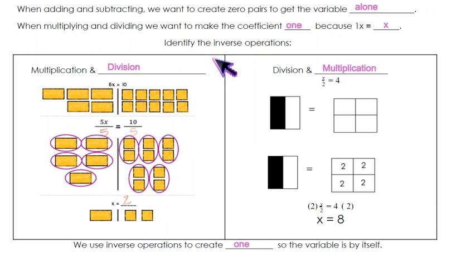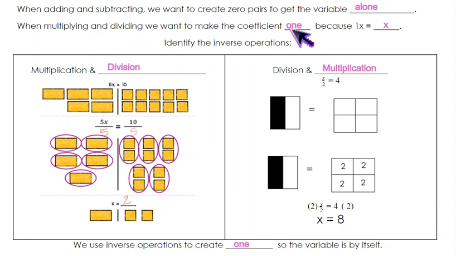Hello, today we're going to learn about one-step equations when we're dealing with multiplication and division. All right, so let's review just a tad bit. When we were doing adding and subtracting, we wanted to create zero pairs to get the variable alone, right? We did opposite or inverse operations to get that variable by itself, and we did that by using zero pairs in the inverse operations. All right, when multiplying and dividing, we want to make the coefficient 1.